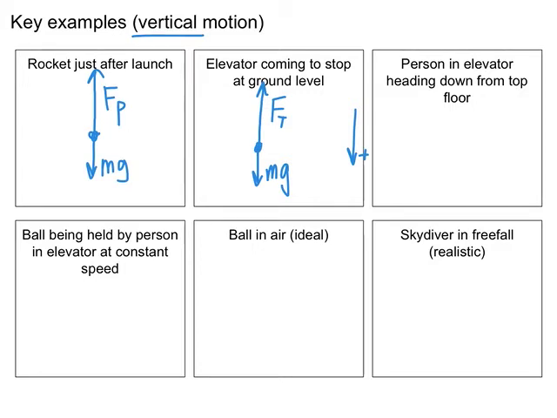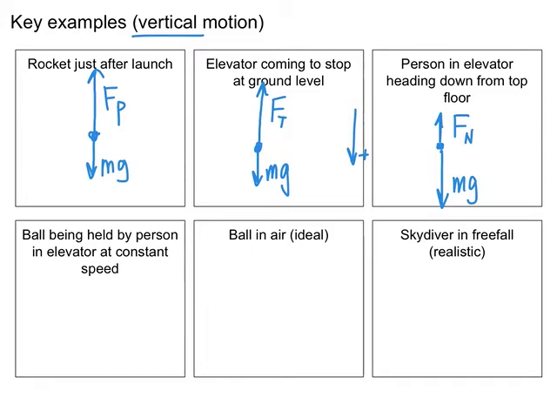in my picture. If I have a person in an elevator that's heading down from the top floor, they must be beginning to accelerate from that top floor, so there must be more force down than up. Again, I have weight pointing down, and since it's a person in an elevator, the upward force on that person would be the normal force, a force of a surface on the object.